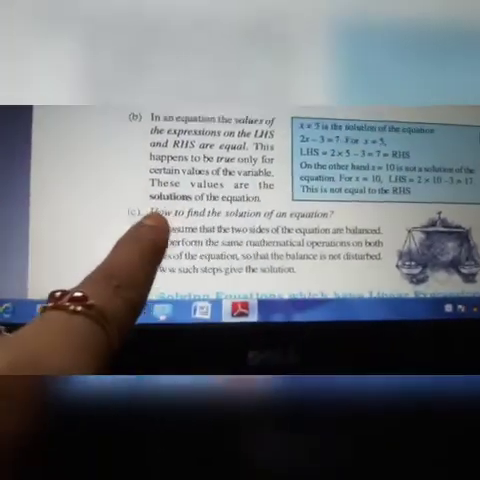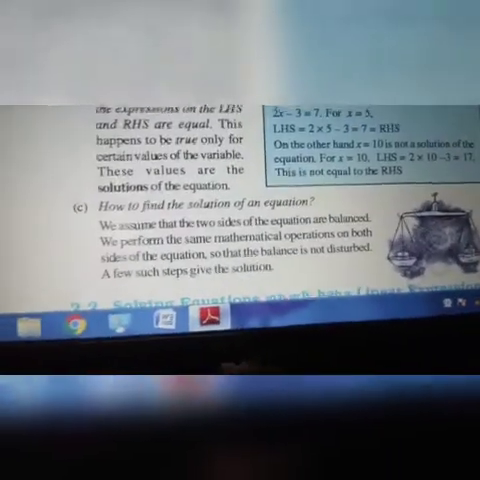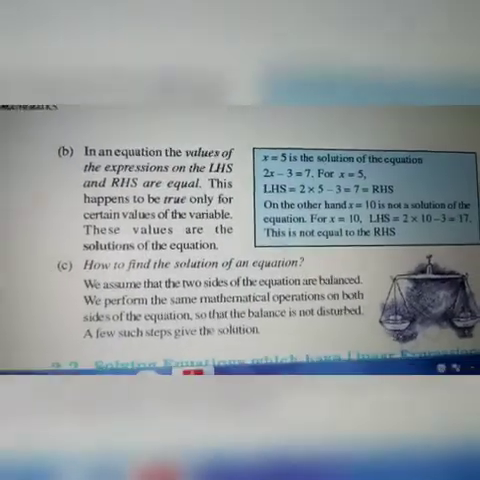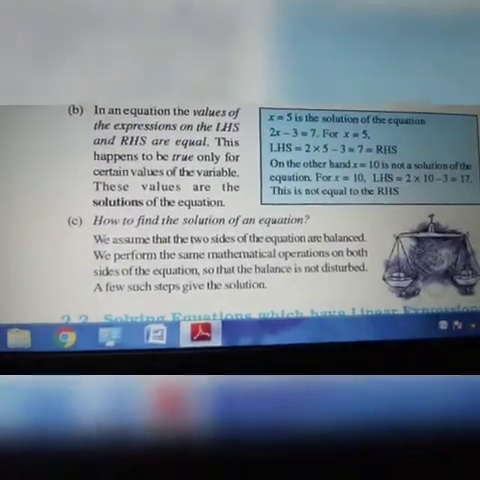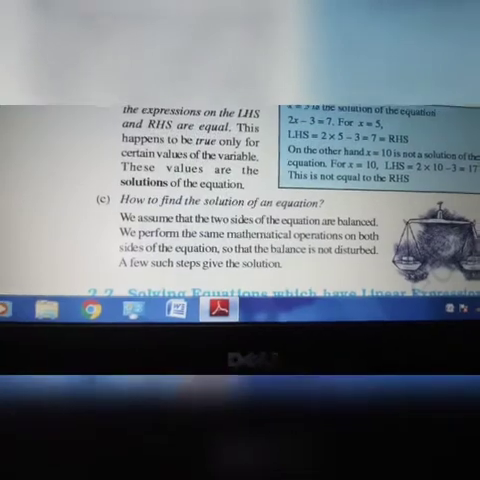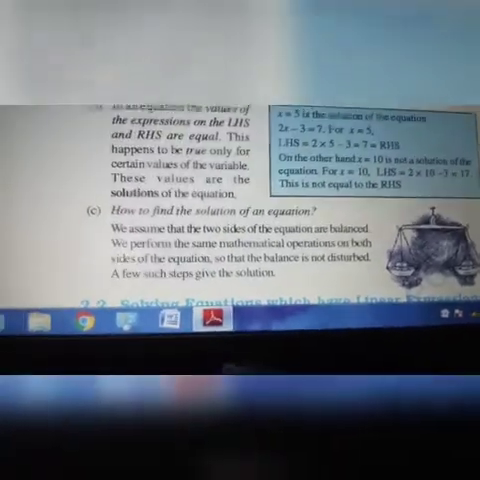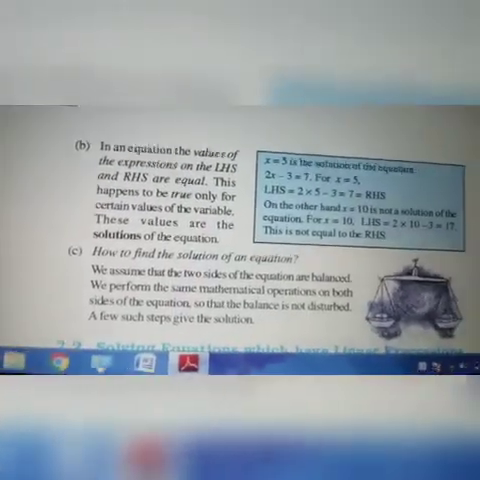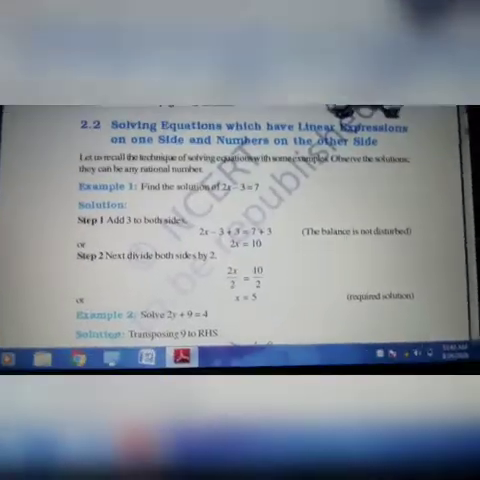Okay. Then how would you find the solution of the equation? There are two methods to find the solution of the equation. What are those methods? Balancing method and transposing method. Have you cleared? These are the simple points you should learn for your 1 marks. Okay. Next is your example problems.